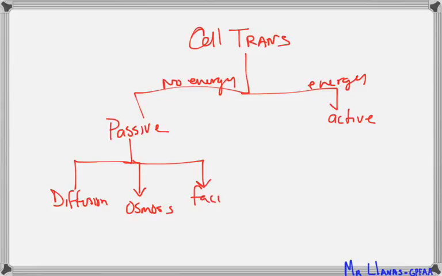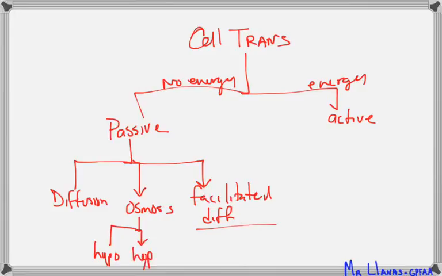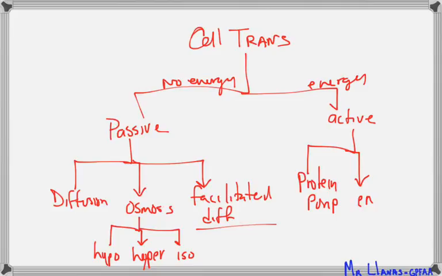And facilitated diffusion, okay? And that facilitated diffusion involves protein. Osmosis has to do with hypotonic solutions, where cells swell up, hypertonic, okay, where cells shrink, and isotonic, where the cells don't change. Active has to do with protein pumps, and they require ATP to go from low to high, okay? We also have endo and exocytosis. This is how objects that cannot go through the cell membrane actually go in and out of the cell.